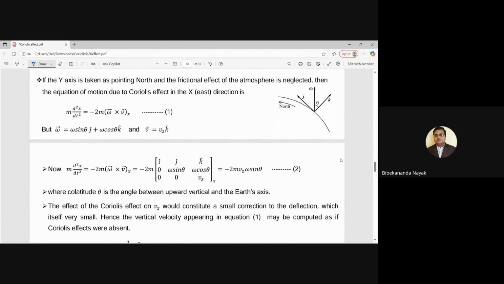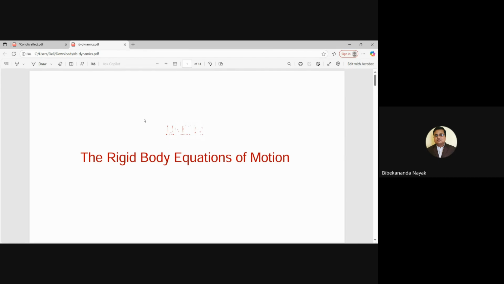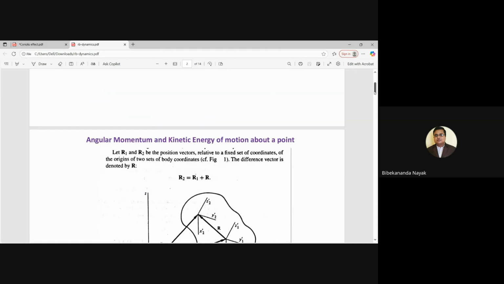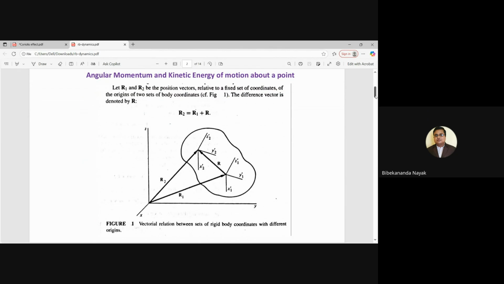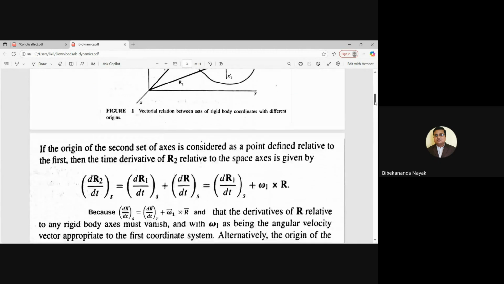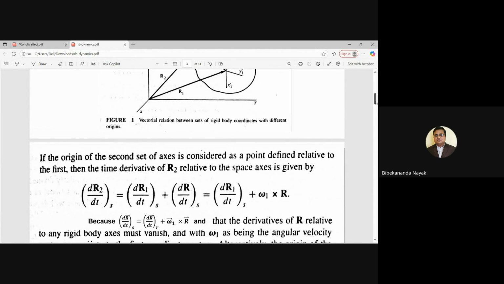Then we go to the next part, the dynamics part, and start with rigid body dynamics, the rigid body equation of motion. Dynamics means here we discuss angular momentum and kinetic energy about motion about a point. We generally know the formulas for angular momentum and kinetic energy, but here we apply them for a rotating frame.